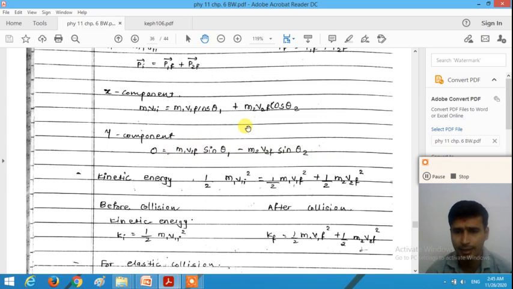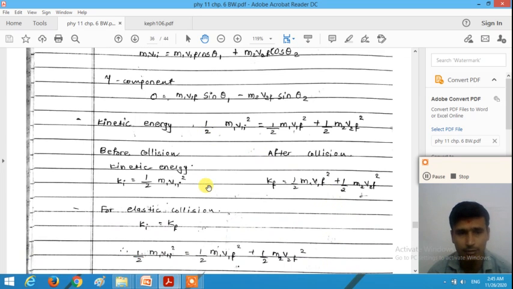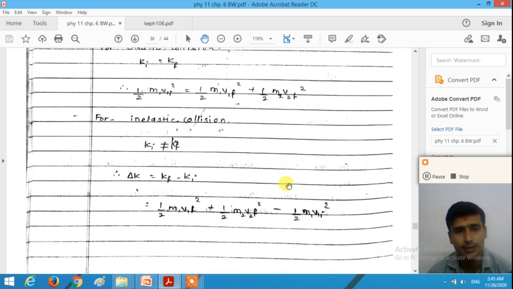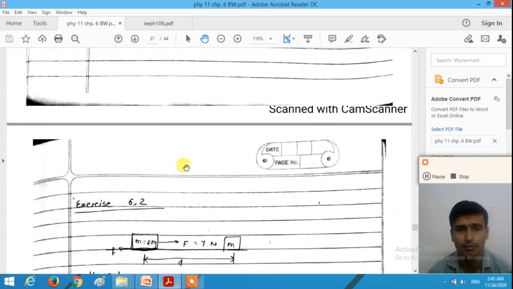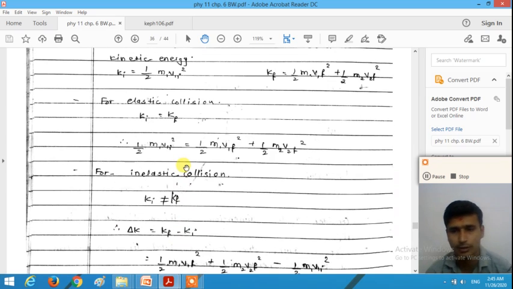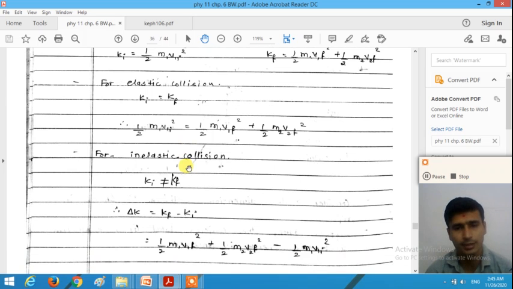The kinetic energy equation can be written the same as in the previous case. Before the collision, Ki is equal to 1/2 m1 v1i square, and after the collision Kf is equal to 1/2 m1 v1f square plus 1/2 m2 v2f square. Now for the elastic collision, the kinetic energy is the same, right? And for the inelastic collision, the kinetic energy is different, but the linear momentum in all cases is the same, as for the elastic collision as well as for the inelastic collision, right?